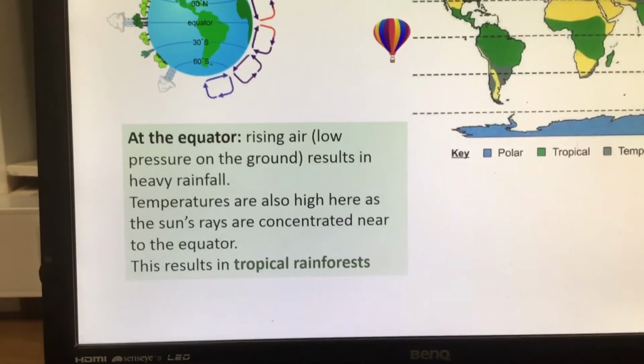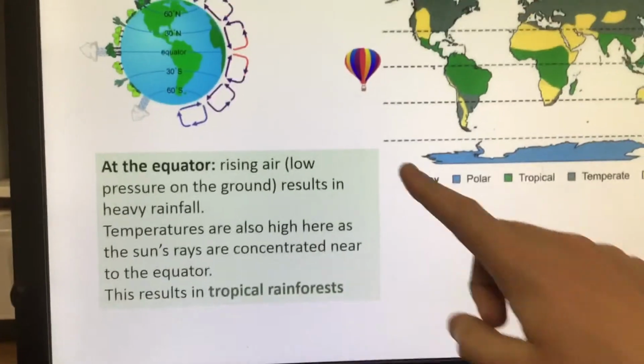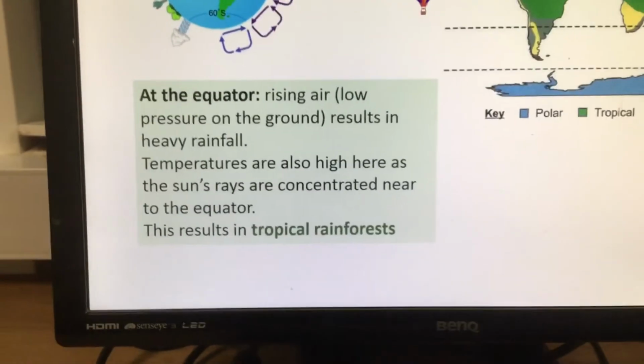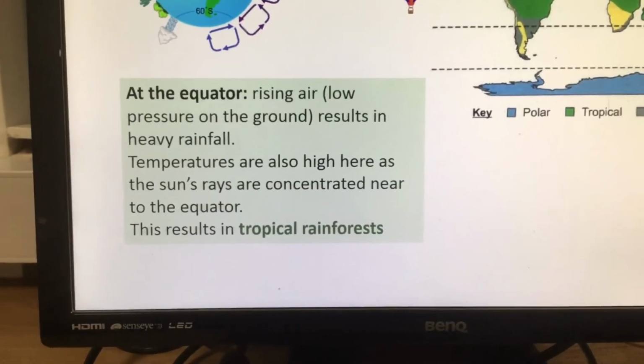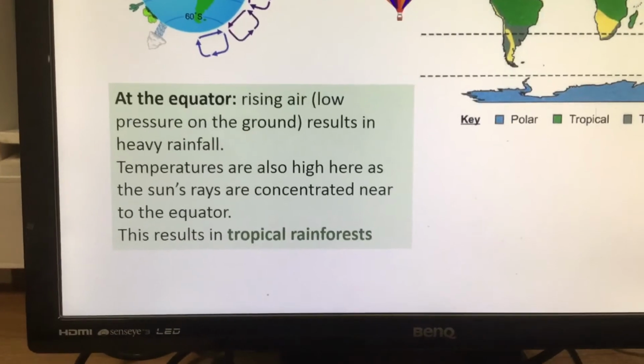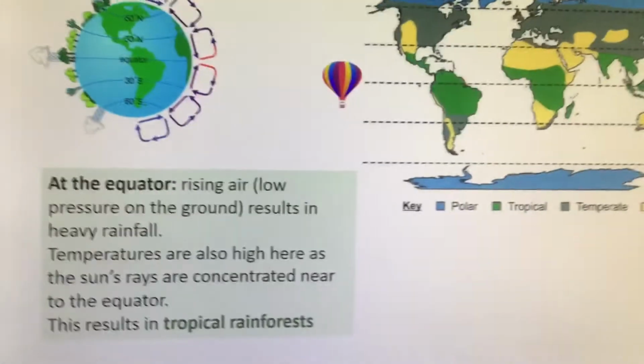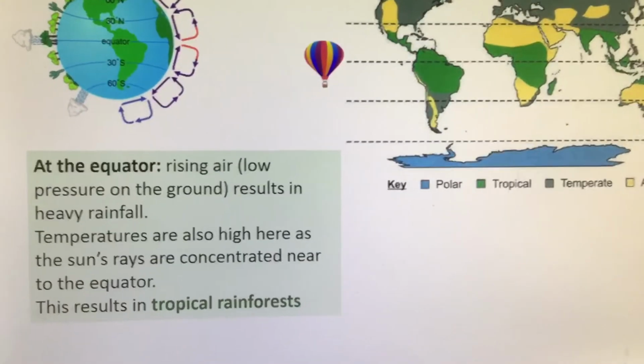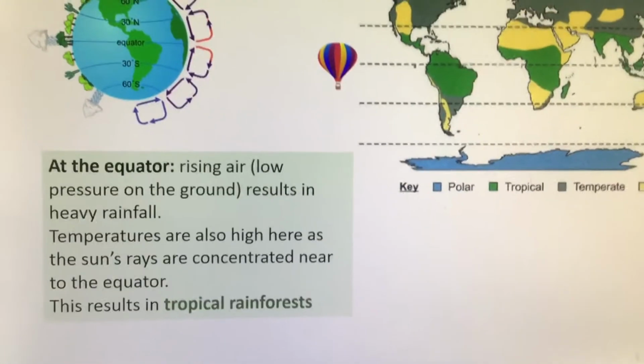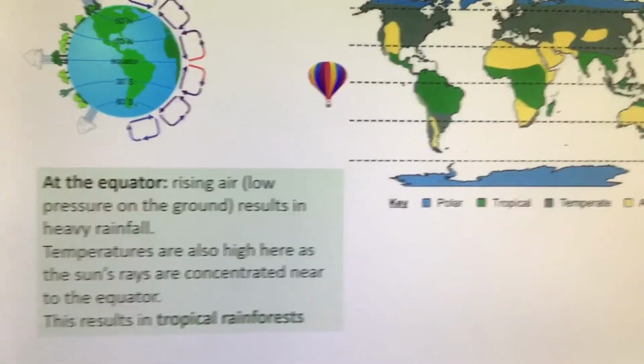And because temperatures are high, this results in rising air because air rises as it heats up. And when it rises, it loses its ability to hold water, and that results in heavy rainfall. So that is why you get rainforests at the equator, because you've got warm temperatures, rising air, which then releases its moisture. So that's why you get rainforests there.